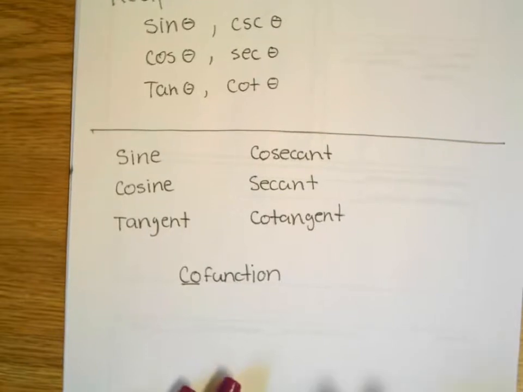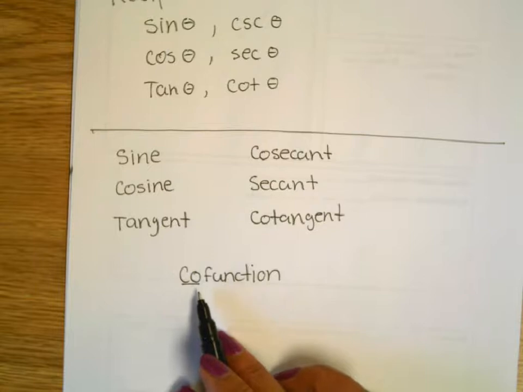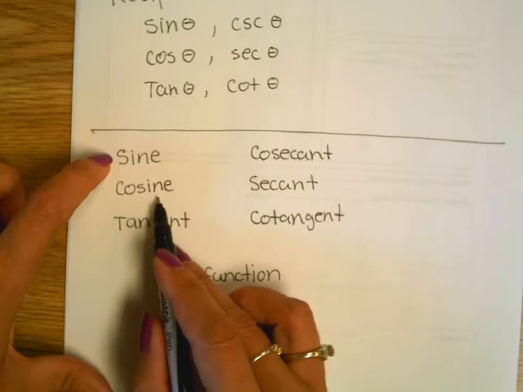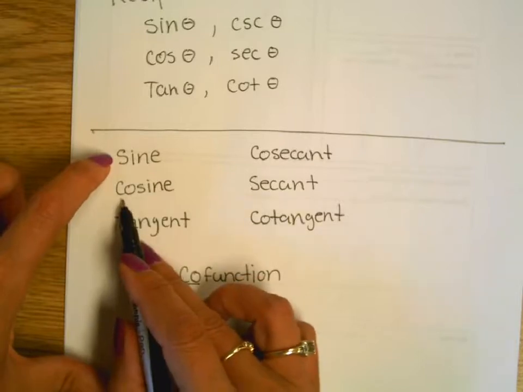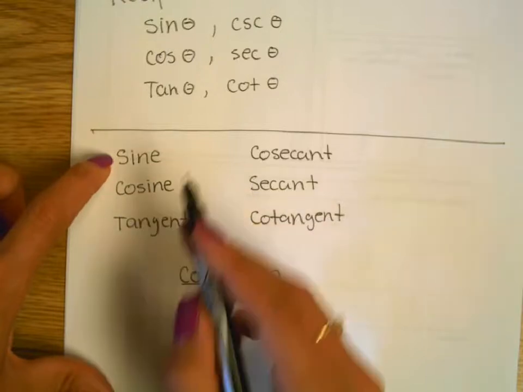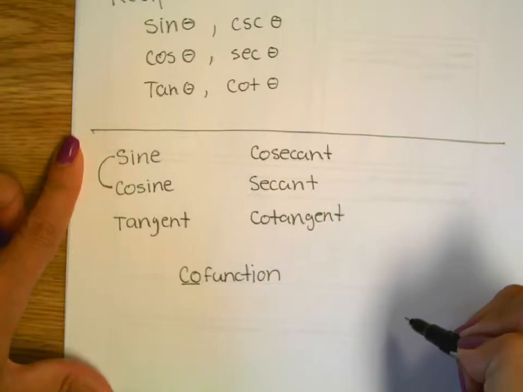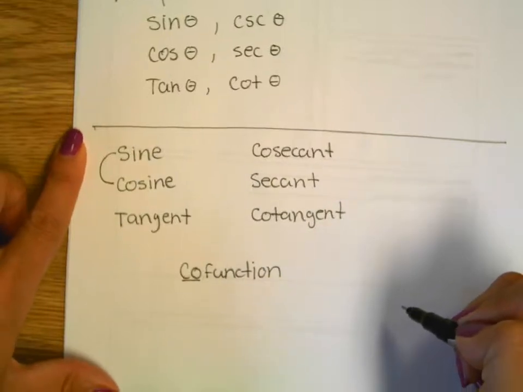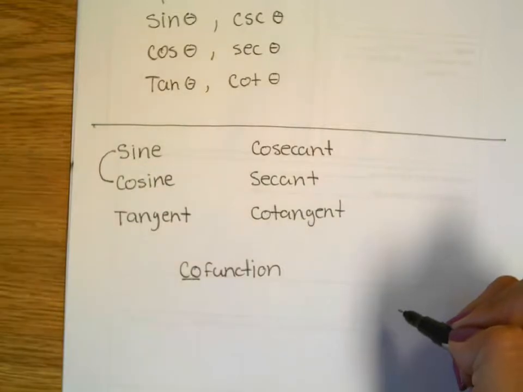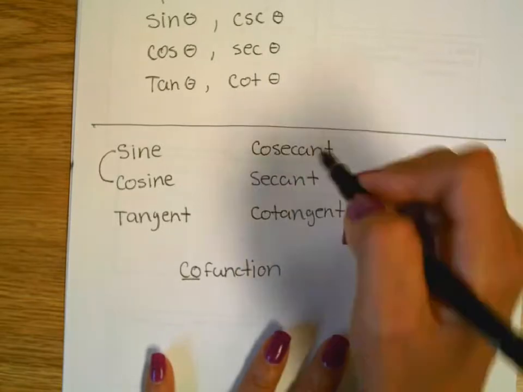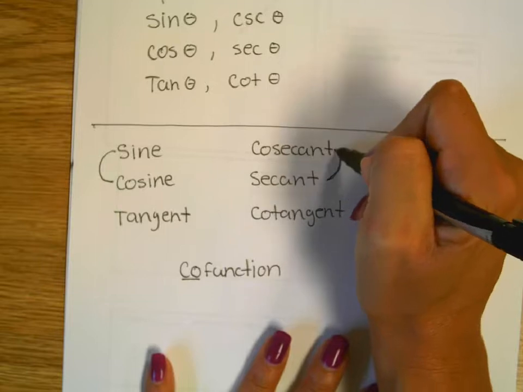So they're paired up where you have a function name with the word co. So I see sine. What do you think sine's cofunction is? Cosine. See how it's sine with a co in front of it? So sine's cofunction is cosine. Do you see any other cofunctions here? Secant, cosecant. Those are cofunctions. So those two are going to be paired up.